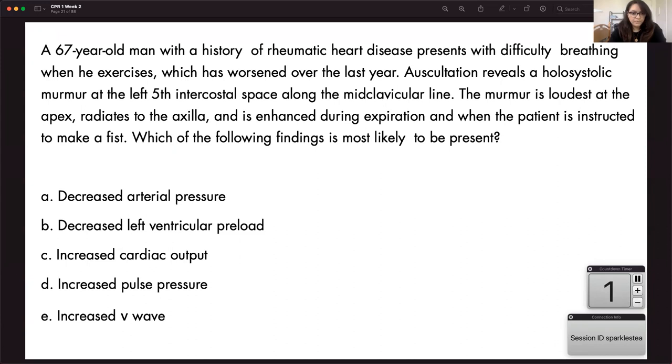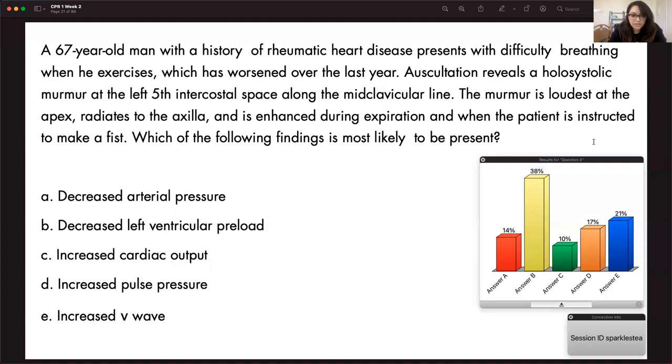Okay, so we're kind of split on this one. Again, super buzzwordy. So we're reading this question and we're thinking, okay, auscultation reveals holosystolic murmur at the left fifth intercostal space. So what valve are we talking about if we're saying left fifth intercostal space midclavicular?